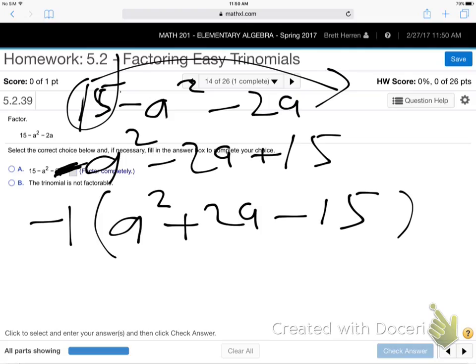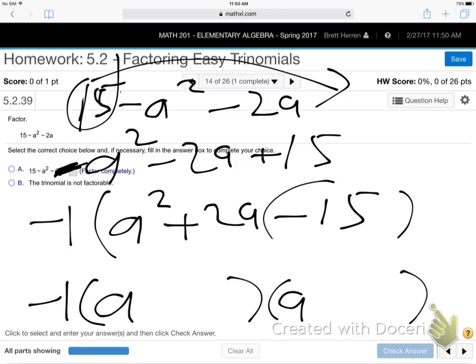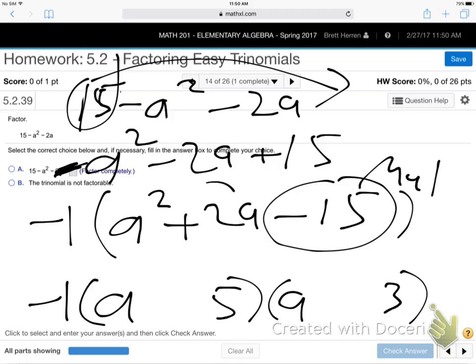Reverses all the signs. And now, the two parentheses. A and A. What multiplies to be 15? 5 and 3, 3 and 5, whatever. Sign in the middle? On the bigger. Plus 5 minus 3. We got it. Does that make sense?